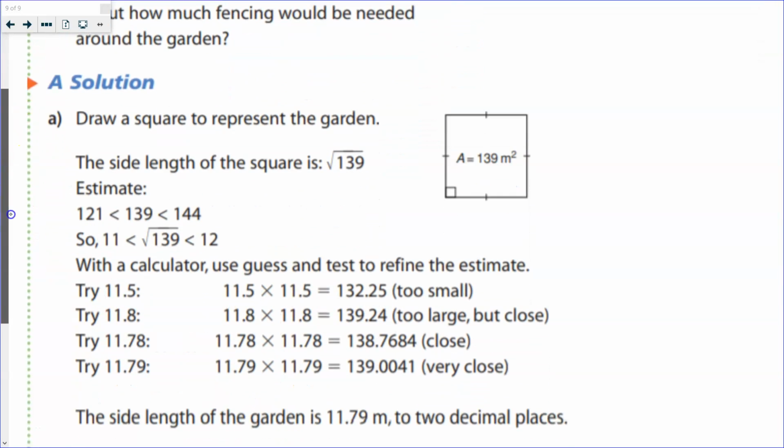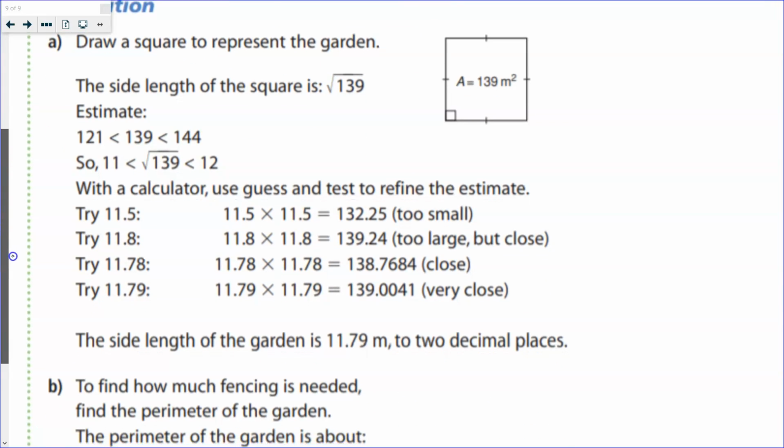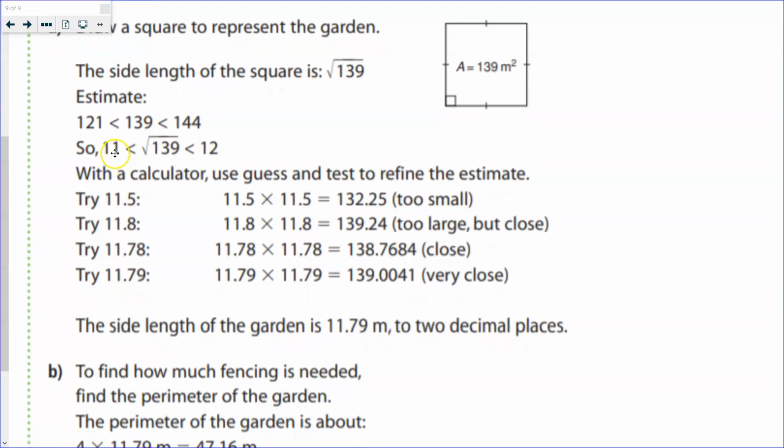Okay, same question. They drew a square to represent the garden. They know it's between 11 and 12, like on the previous page. Used a calculator, started in the middle. Okay, it went 11.5 times itself. I'm just going to do that on my calculator. And I get exactly 13.25. So it's giving me the 2 decimal places I need.